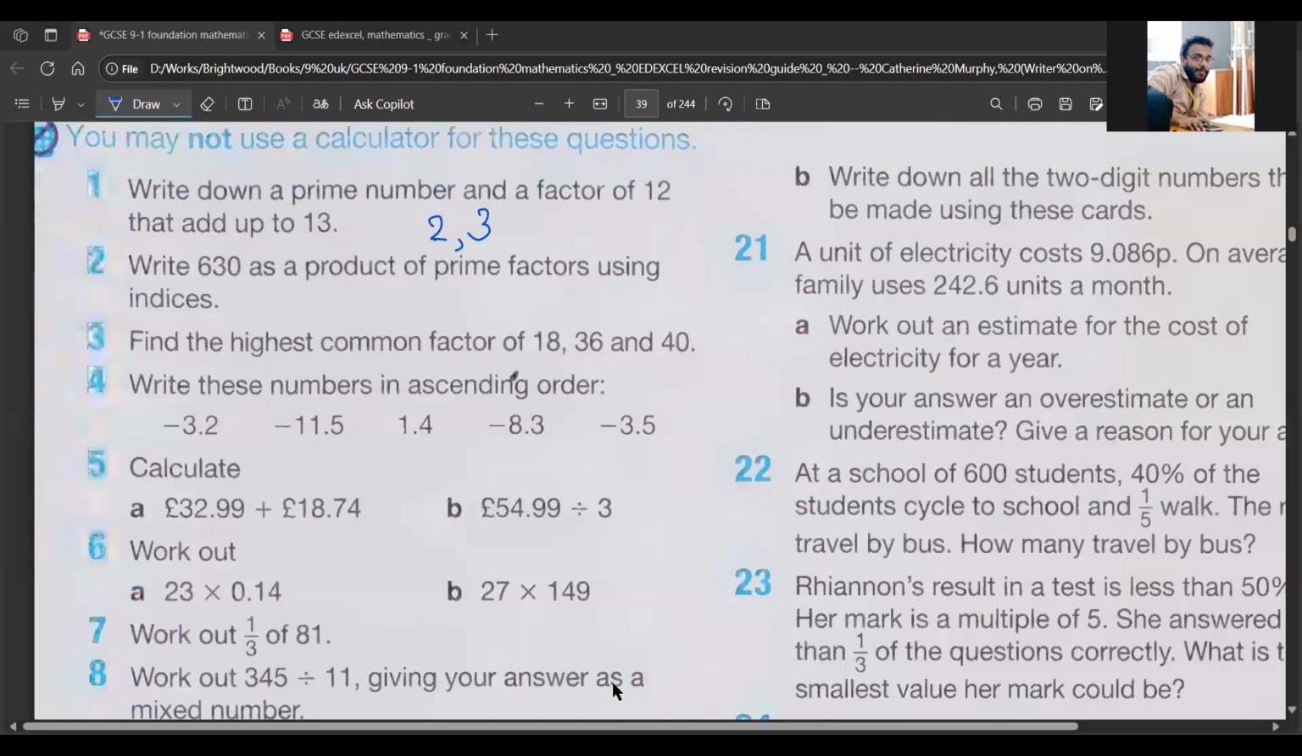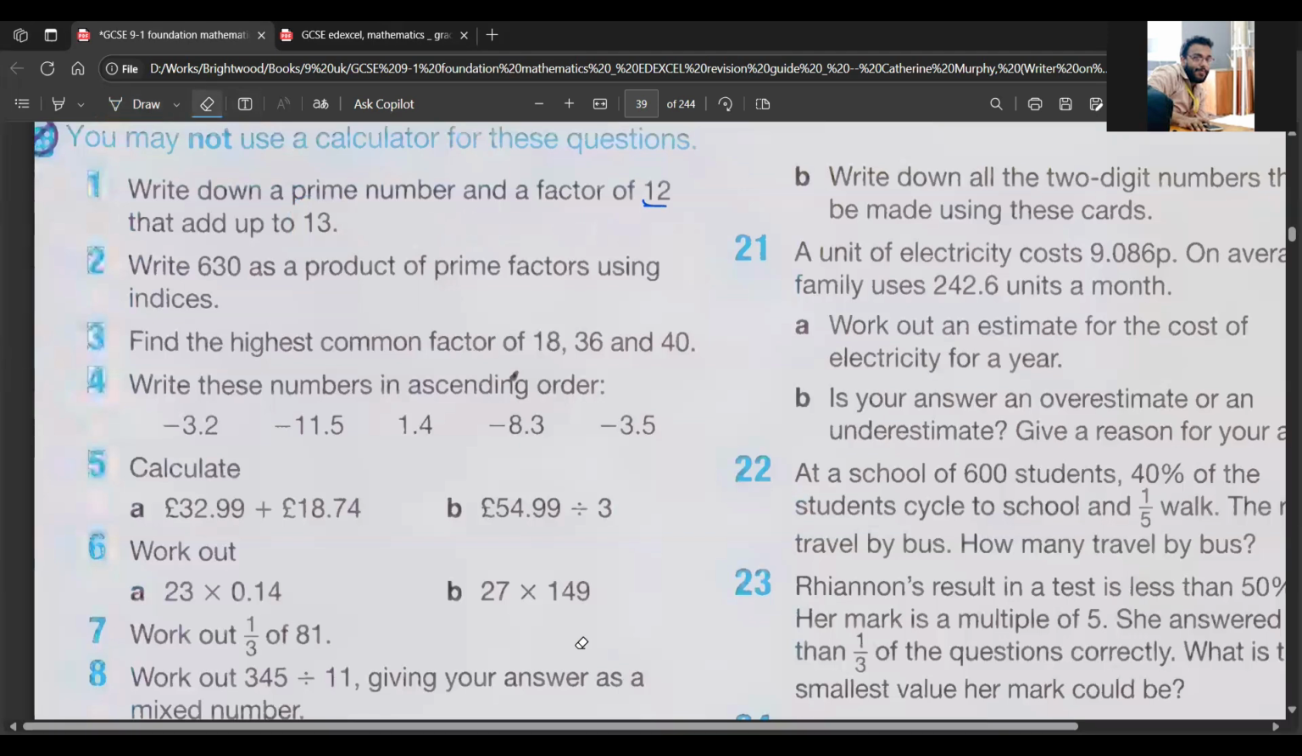Okay, the first question asks us to write down a prime number and a factor of 12 that add up to 13. What should be there? So, what is the prime number, and the factor of 12? If I take prime number 2, the other value should be 11, since adding gives 13. 11 is not a factor of 12, so we can't take 2. Is that clear?